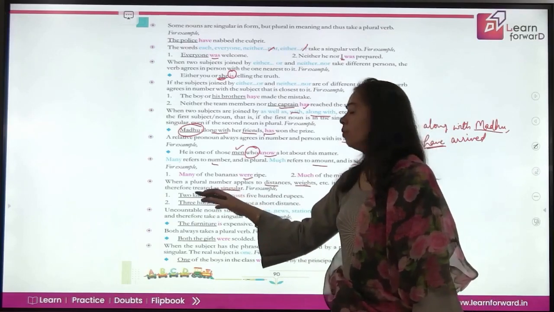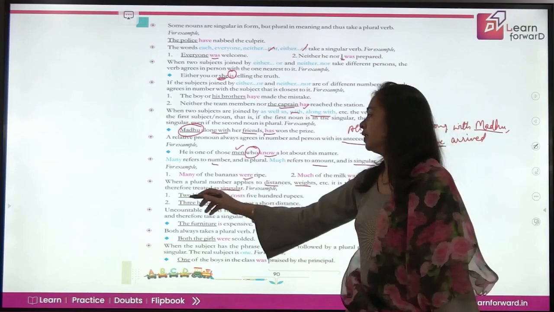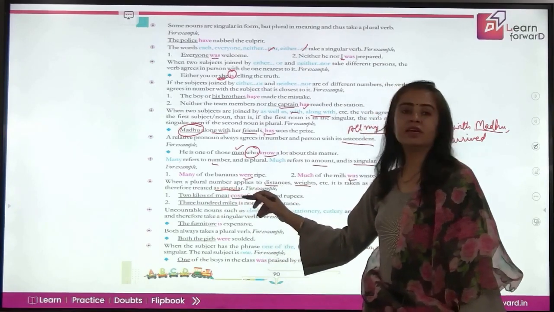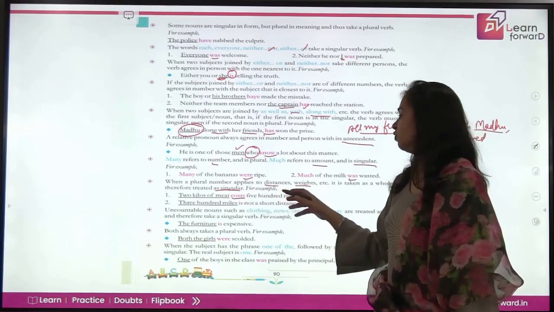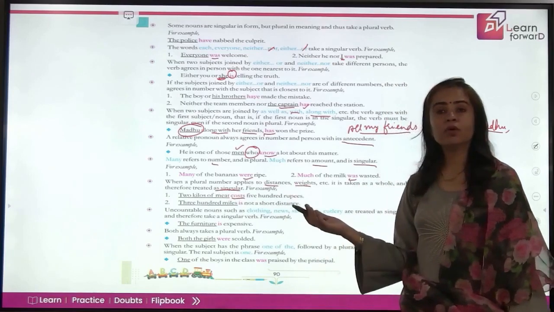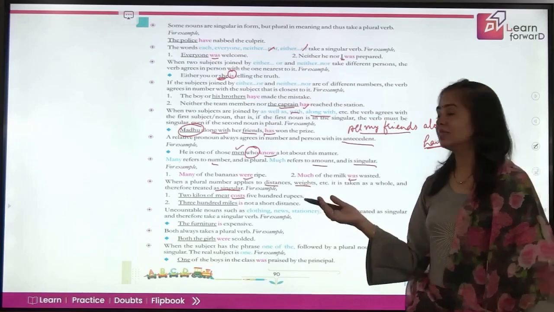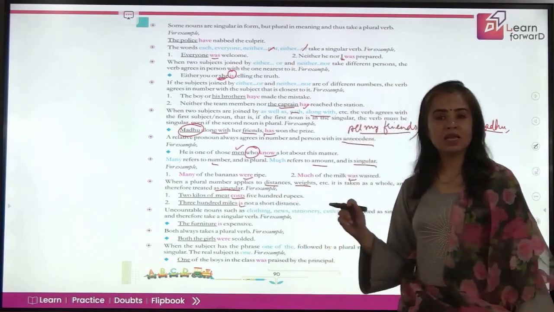Like if you talk about 2 kilos, you feel, oh, I am talking about something plural, but then 2 kilos is a weight. So 2 kilos of meat, we'll take it as singular. A singular verb will be used here. Costs 500 rupees. 300 miles, we are talking about distance. Although 300 miles seems to be a plural distance, this is distance, so we'll be using a singular verb here.